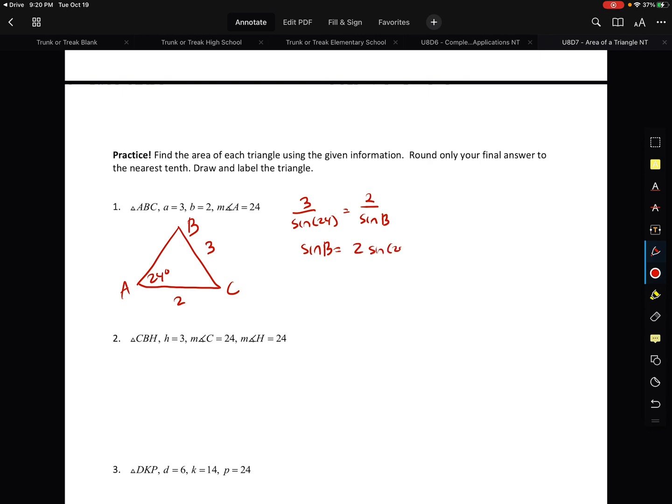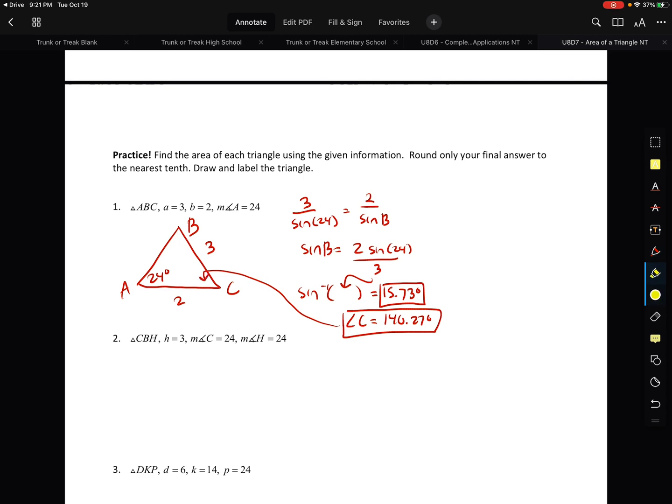So if I cross multiply, go through the whole process, 2 sine 24 over 3. Inverse of this whole thing, I get B to be 15.73 degrees. So if that's B, angle C is 180 minus 24 minus 15.7, 140.27 degrees. And that is key. That is the angle that goes here, and that is the angle that gives us our side angle side setup.